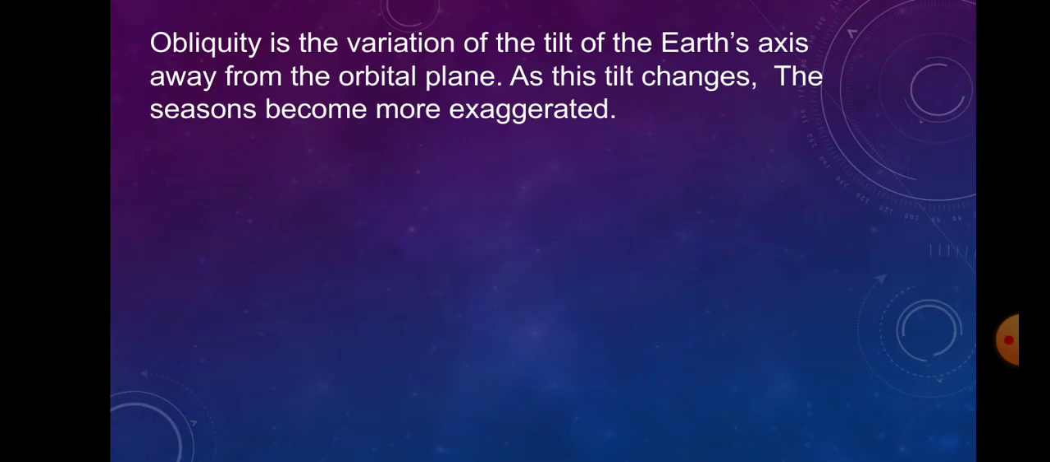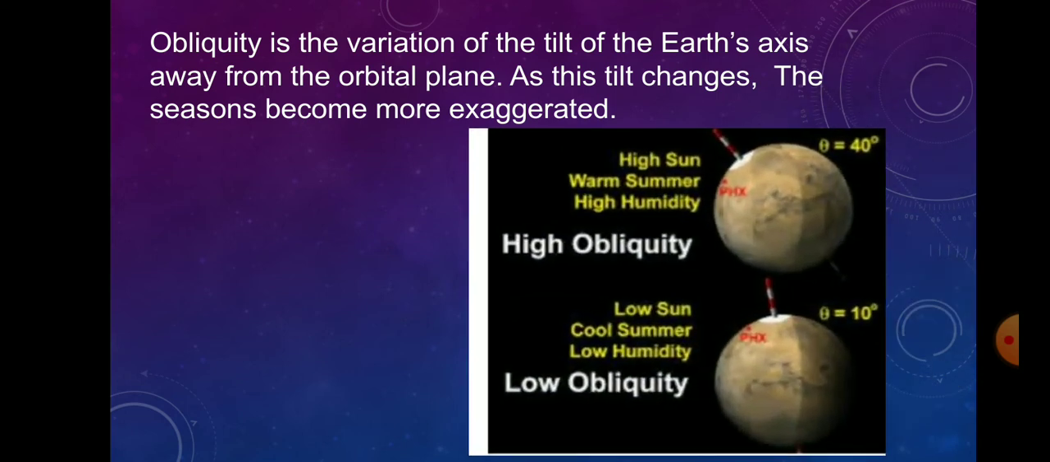Next, obliquity. It is the variation of the tilt of the Earth's axis away from the orbital plane. As this tilt changes, the seasons become more exaggerated. The Earth's axis has a tilt of 23.5 degrees, but this changes between 22 and 24.5 degrees. As you can see in the picture, the wider the angle, 40 degrees, the more the northern hemisphere turns toward the Sun in summer.